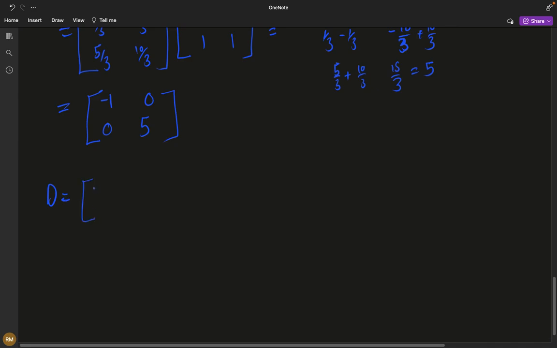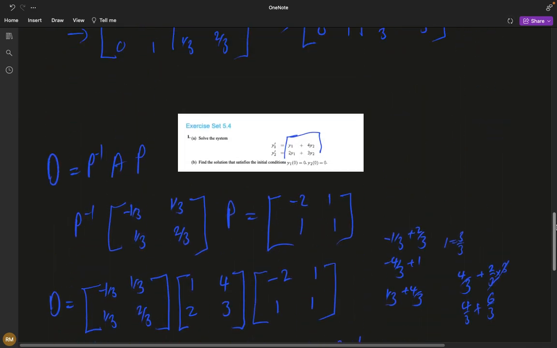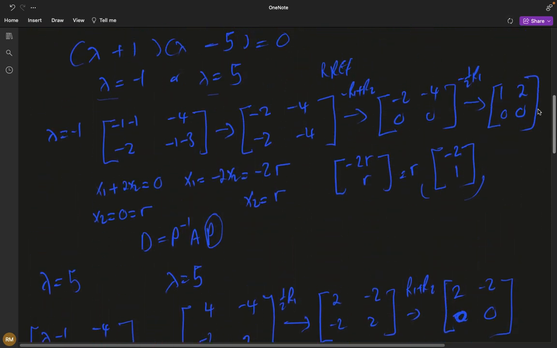Our D, which was negative 1, 0, 0, and 5. Now our y of t should be c1 e to the negative x multiplied by our v1, plus c2 e to the power of 5x multiplied by our v2. And okay, now we need to take those v1 we found there at the top.